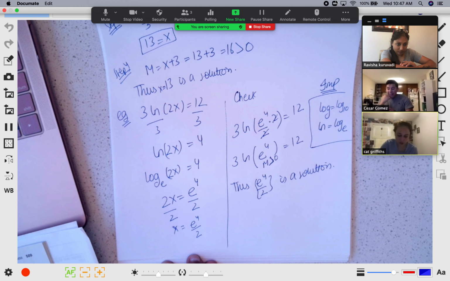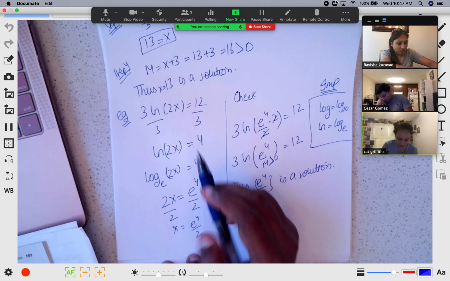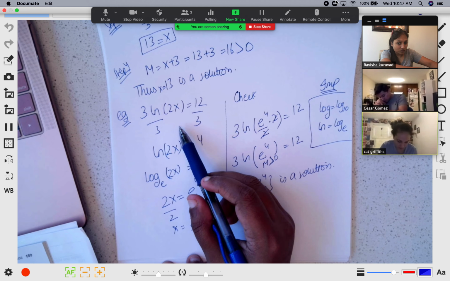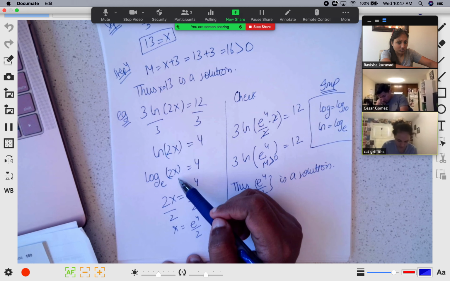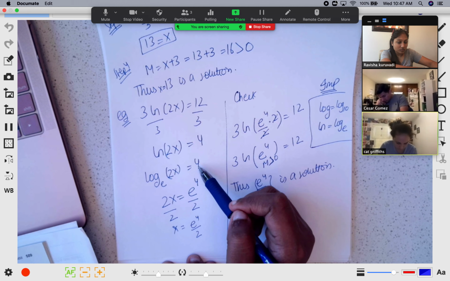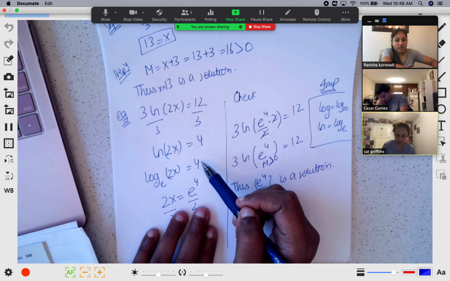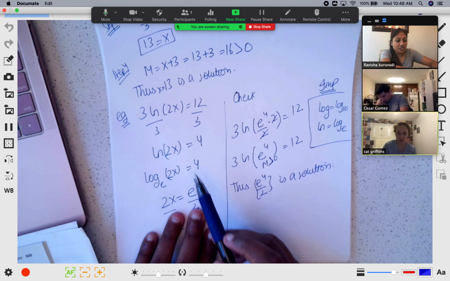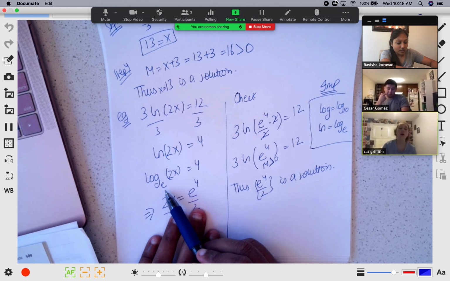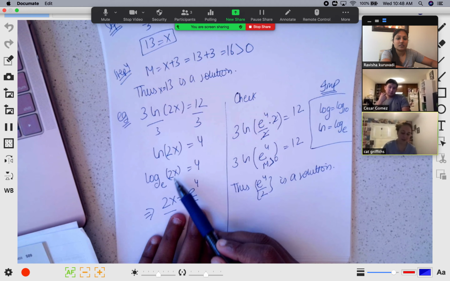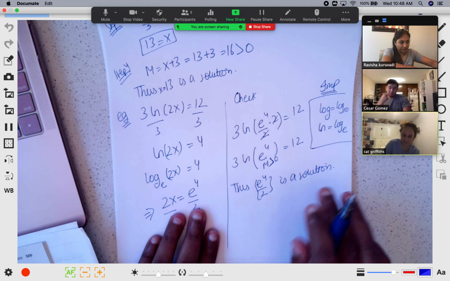I have a quick question. In the beginning of the equation, when we went from log e of 2x equals 4, how did we just get 2x equals e to the 4? I don't understand. We convert it into exponential, Kat. Remember how we convert log to exponential? Oh, okay. Now it makes more sense.